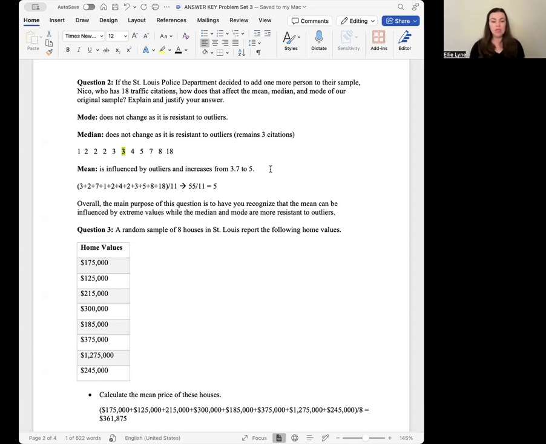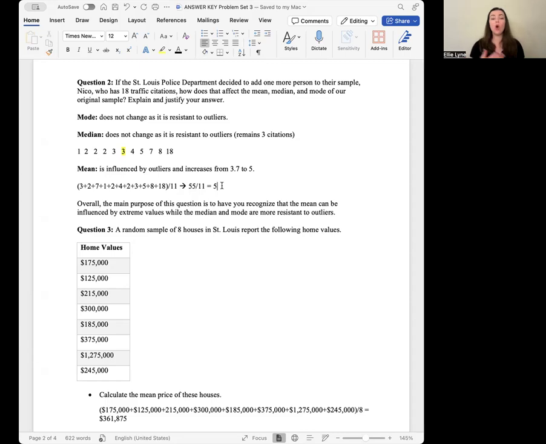Once we get to the mean here, though, this is the most influenced by outlier values. And so if you wanted to go ahead and calculate this to see how it affected our mean value, you would add together all of the citations, including Nico's 18 value here, and divide it by 11, because now there are 11 observations within our sample. You would get a total of 55, and you divide that by our n, or 11, to get a value of 5. And so our mean has increased quite a bit because of Nico's citations.